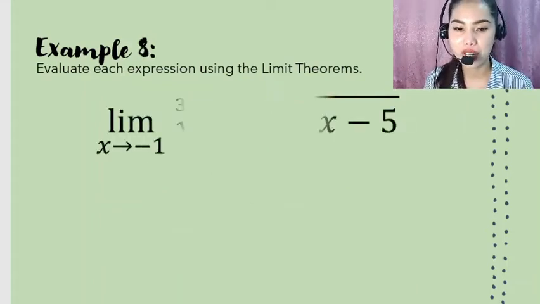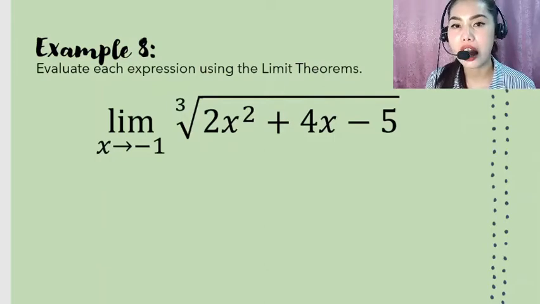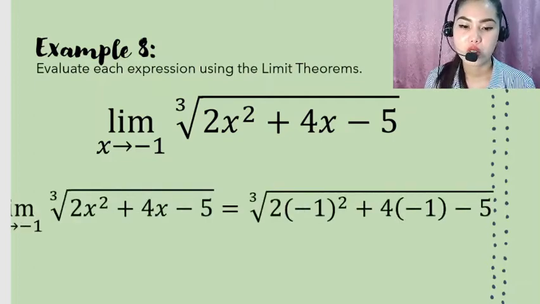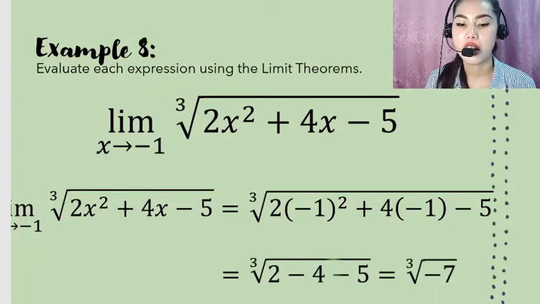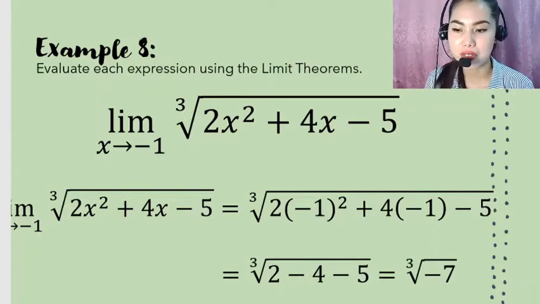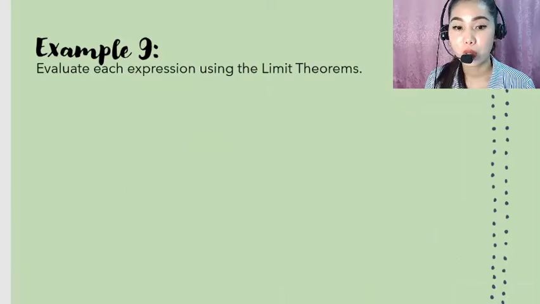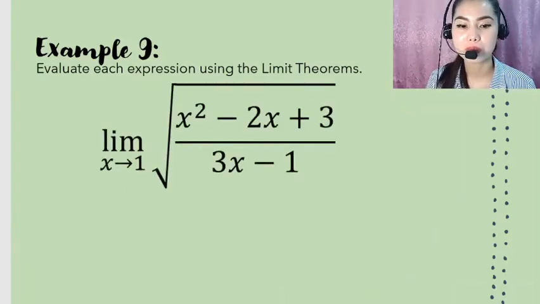Next, example number 8. Find the limit of the cube root of 2x squared plus 4x minus 5 as x approaches negative 1. So substituting all our values, you will have the cube root of 2 times negative 1 squared plus 4 times negative 1 minus 5, which will give you the final answer of the cube root of negative 7.